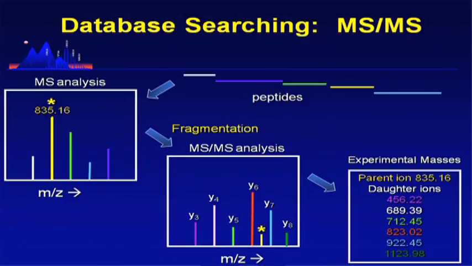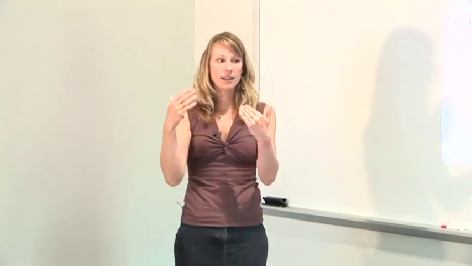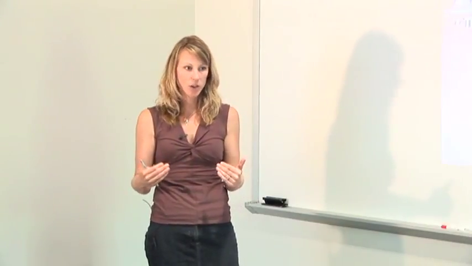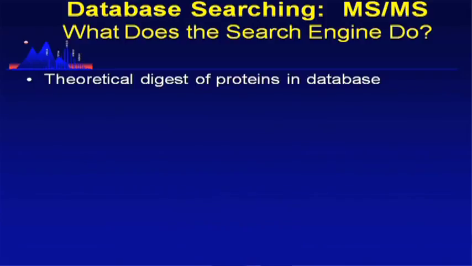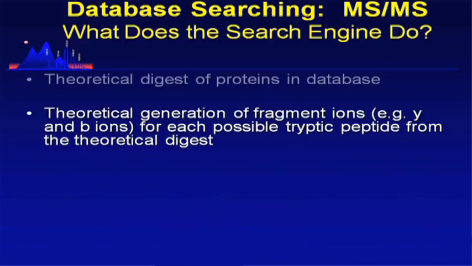So what does the search engine do? It does, again, the theoretical tryptic digest of all your proteins. So we have lists of theoretical tryptic peptides. Then it goes one step further, and it theoretically fragments all of those tryptic peptides. So it says, what are the Y and B ions that I could get if I were to fragment this peptide in my mass spec? And then, again, it looks for the best match.